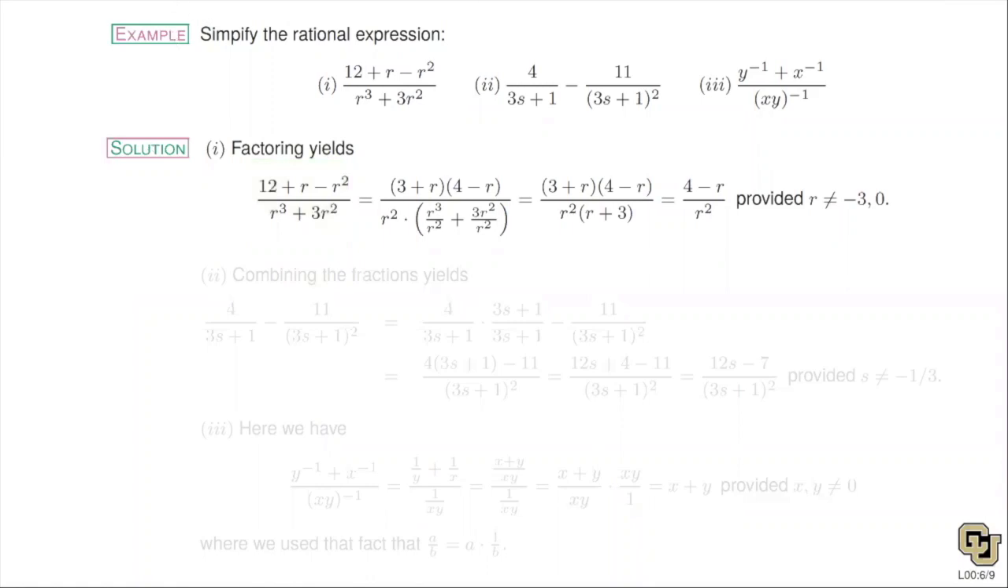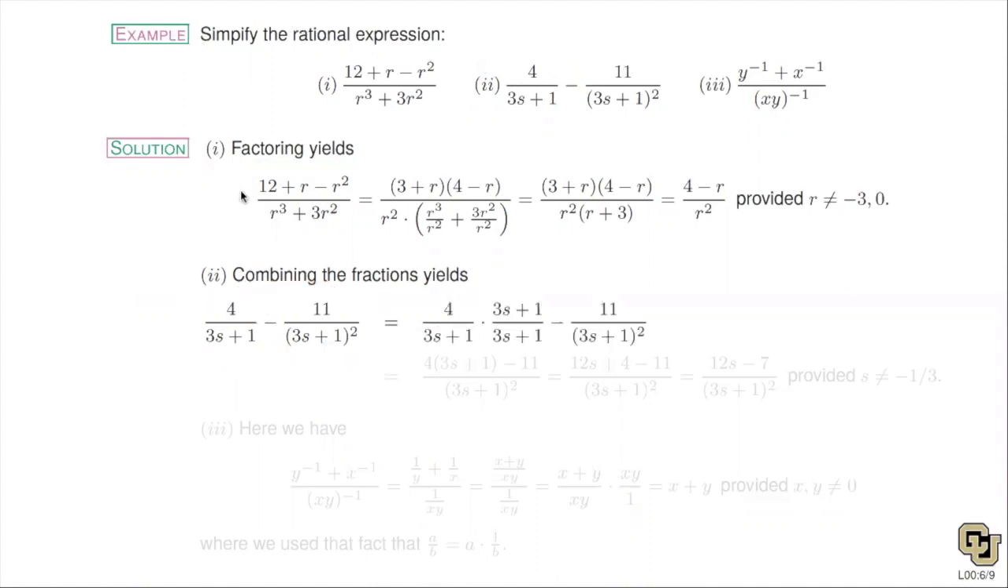For the next problem, it's kind of opposite. Here, we have to put the fractions together. We have to combine them. Here, it's really important that you notice there's an operation in between the two expressions. There's a subtraction. And there's a subtraction of fractions here that can still be done. So how does this work?